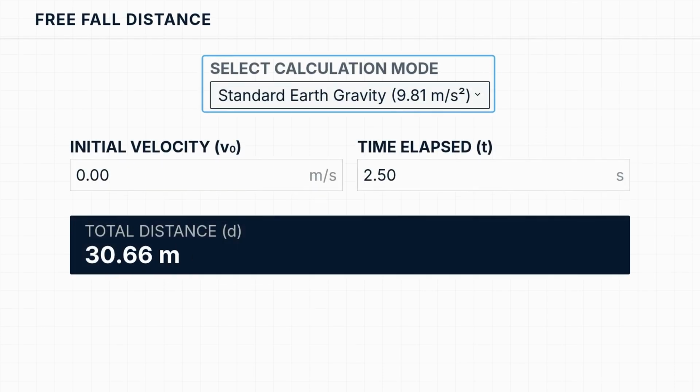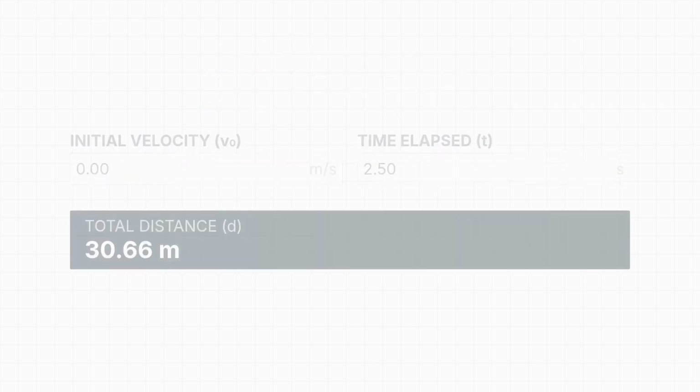First, we have a drop-down menu to select calculation mode with 6 options: calculate distance, calculate time, calculate final velocity, calculate initial velocity, calculate acceleration, and calculate height from velocity change. For this demonstration, I'm using calculate distance.